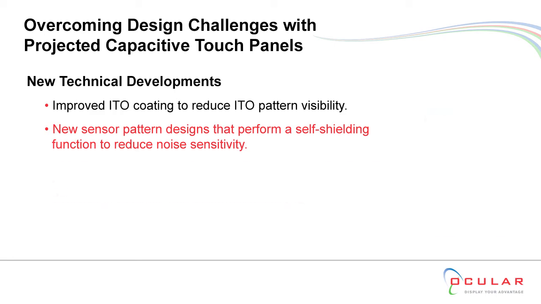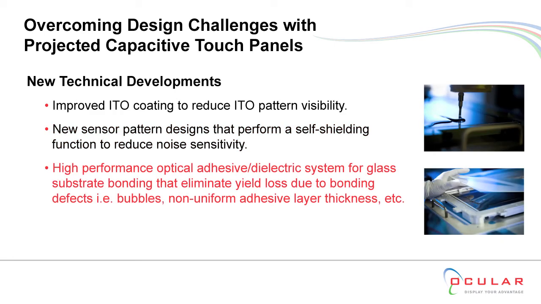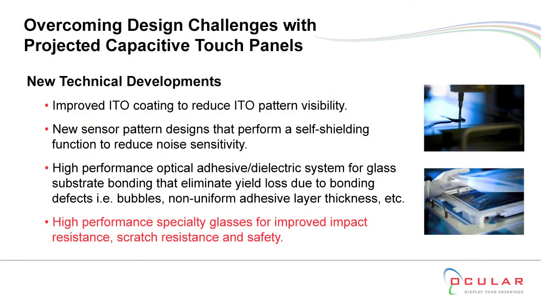Optical bonding, there's an example in the foyer out there, where it improves clarity, it improves sunlight readability, it makes the unit more rugged, more solid, resilient to shock. High performance specialty glasses and plastics and materials to improve impact resistance and scratch resistance, etc. Projective capacitive touch by far is the growth. It's the market that everybody is adopting.